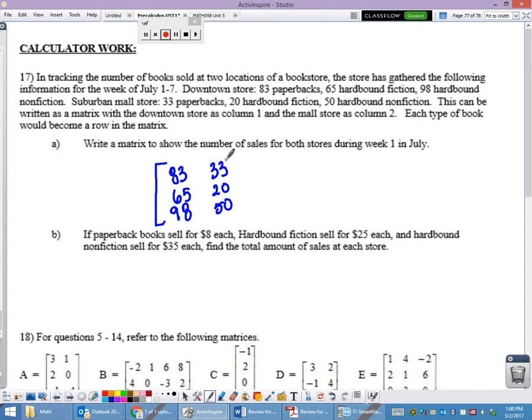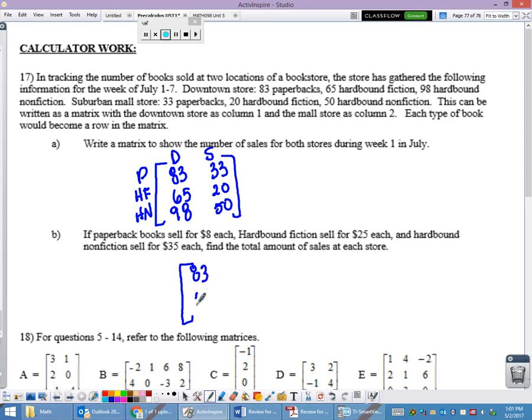So in this case, this is my downtown and this is my suburban store, and then these are my paperbacks, hardback fiction, and hardback nonfiction. Okay? Now, in this case, they tell you that they sell for $8 for the paperbacks, $25 for the hardbound fiction, and $35 for the hardbound nonfiction.